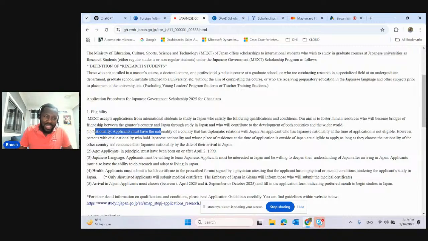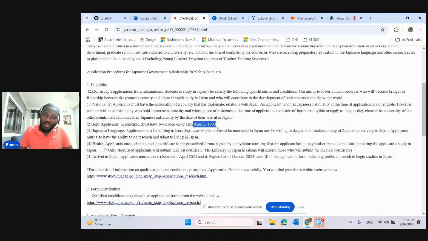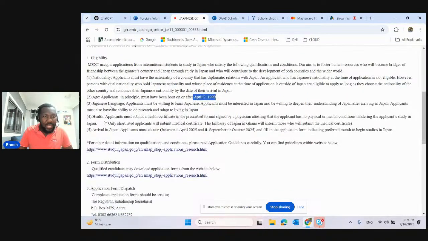Applicants, in principle, must have been born on or after 2nd April 1990. So you cannot be older than 35, am I right? Yes. Japanese language: the applicant must be willing to learn Japanese. The applicant must be interested in Japan and be willing to deepen their understanding of Japan after arriving in Japan. Applicants must also have the ability to do research and adapt to living in Japan.